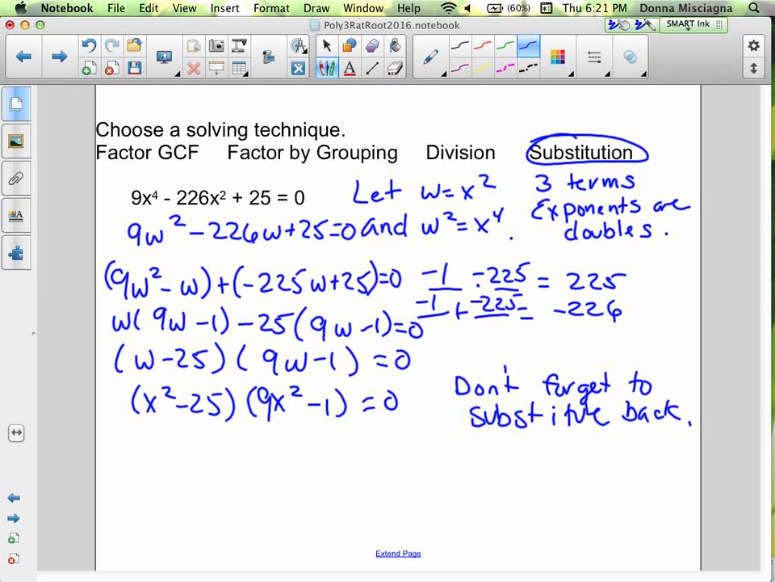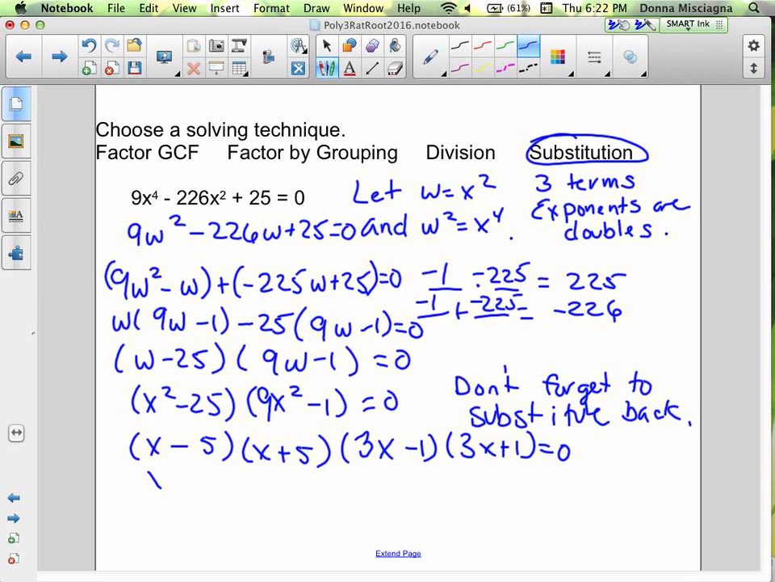And this is two differences of squares. So this is a really easy factor. Square root of x squared is x minus the square root of 25 is 5. And then the same thing with a plus, x plus 5. 9x squared is a perfect square, and so is 1. And it's a difference. Square root of 9x squared is 3x. Square root of 1 is 1. And the same thing with a plus sign. And now we have our 4 solutions.